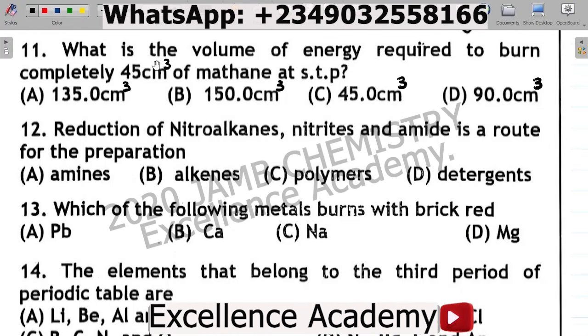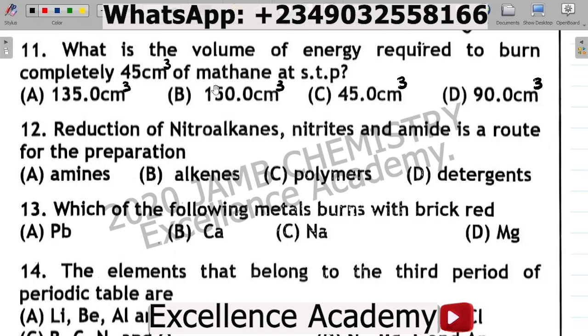Question 11 says, what is the volume of energy required to burn completely 45 cm cube of methane gas at STP, that's standard temperature and pressure? A, 135.0 cm cube, B, 150.0 cm cube, C, 45.0 cm cube, D, 90.0 cm cube. So how do we solve this question? If you look at the question, you're being asked for the volume of energy required to burn completely 45 cm cube of methane.